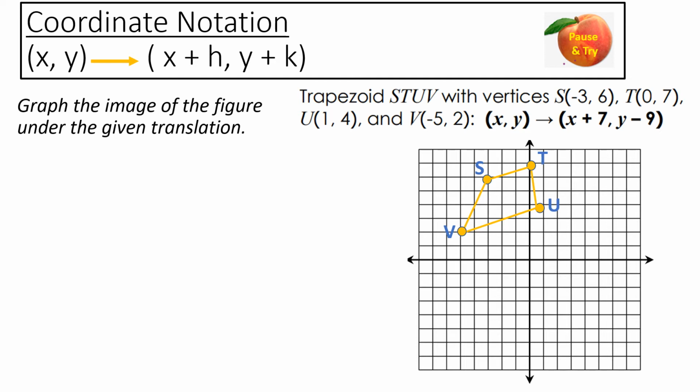All right, so I would like for you to try this one on your own. Go ahead and pause the video and try it. We want to translate this trapezoid x plus 7, so that would be 7 to the right, and y minus 9. So see if you can do that on your own. Go ahead and pause the video and try it on your own.